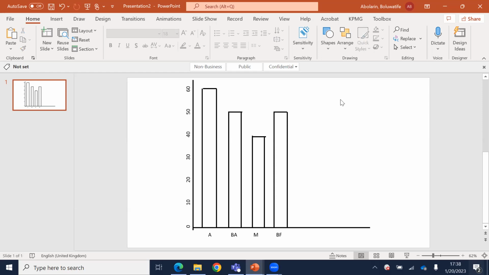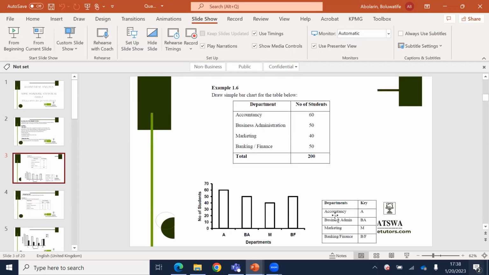So can you see now? This is what we call a simple bar chart. Very simple. You just have to make sure it's in line with what you have. Now, don't forget, you are going to make this table that is here. Please make it, because you are plotting the graph, making a solution. You are putting A, B, A. The person marking may not even know that A is accountancy. So you have to show them. That's why they put it here: department and keys. These are the solutions.